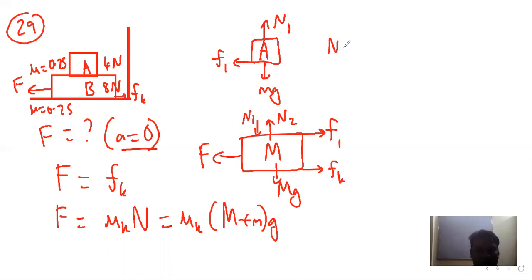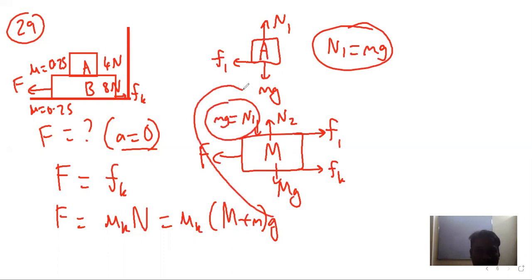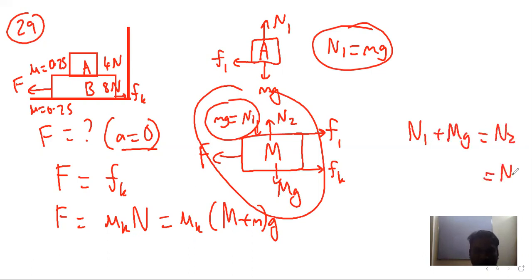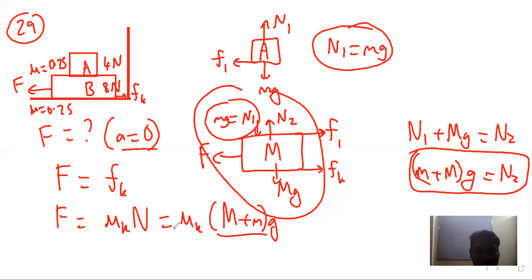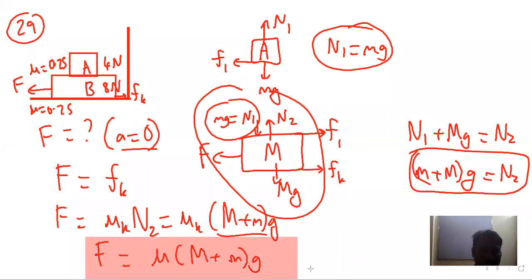So from this, N1 is mg. So let us substitute N1 is mg. By vertical force balance on this capital M, we have N1 plus Mg is equal to N2. So N2 will come out to be (small m plus capital M) into g. So this is the value of N2 which we have substituted here. So in the first case, we can say applied force is mu into (m plus M) into g. This is the answer to the first case.